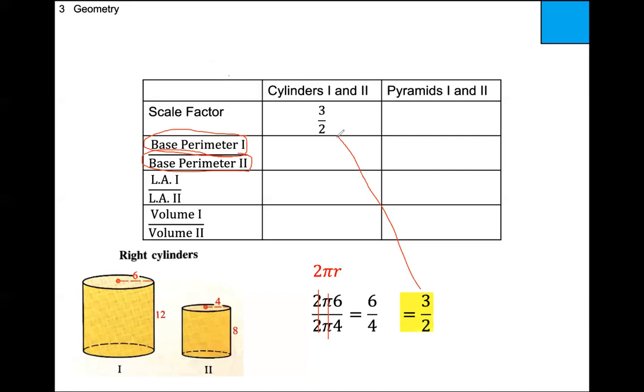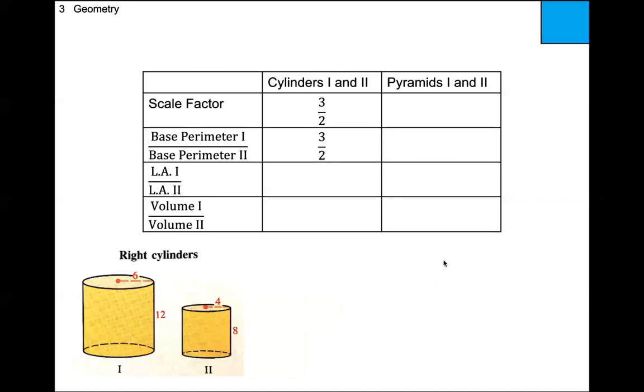Now that's suspicious. Why? Because that was also the scale factor. Okay, well, that was kind of neat. All right, let's continue on and plug that in. So that's 3 over 2 as well.